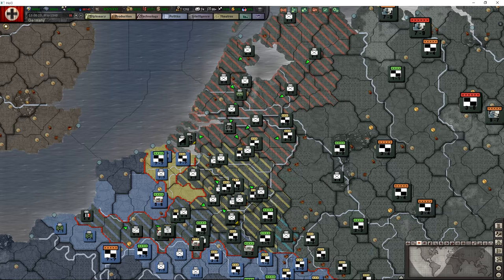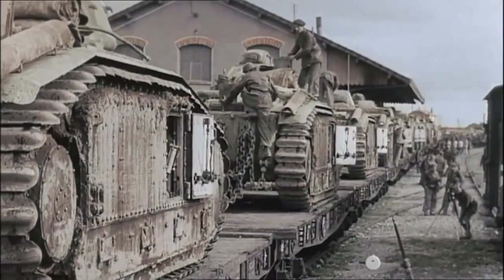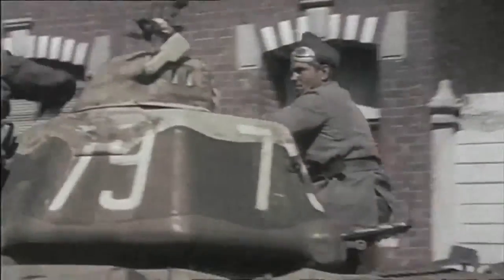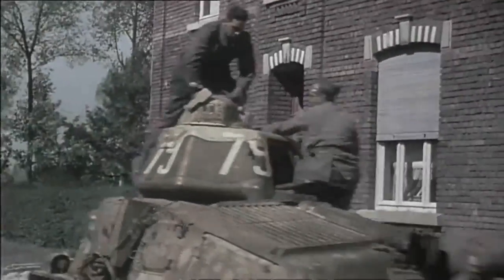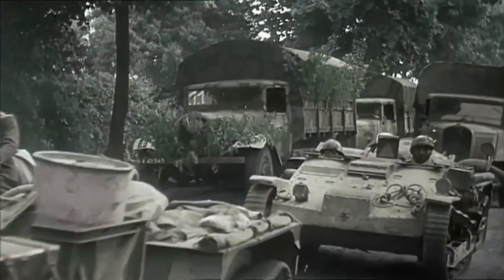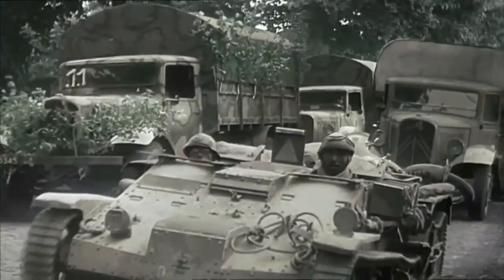Confusion and discussions between the Allied High Command further reduced the possibility of a coordinated counterattack along the overextended flank of Army Group A. As the Panzers were rolling toward the Channel, the Allies wasted 3 precious days in organizing the counteroffensive, which materialized on May the 21st, south of Arras.